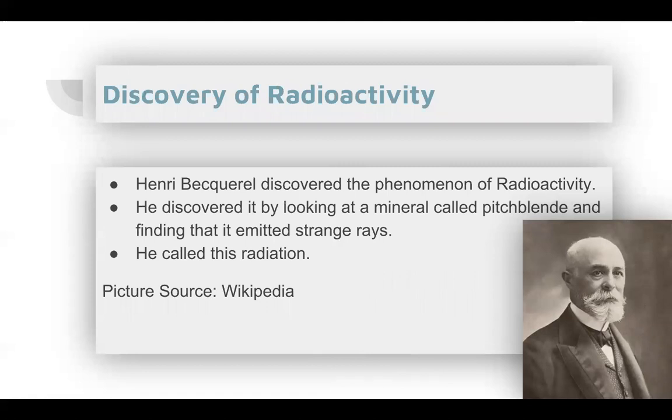Who discovered radioactivity and how was it discovered? Henri Becquerel discovered it. He's the picture right here. And he did it by looking at a mineral called pitchblende and seeing that it emits strange rays. So it's called radiation.